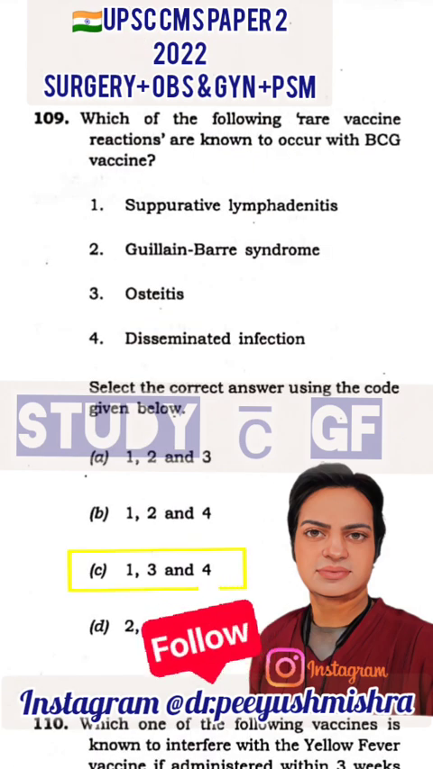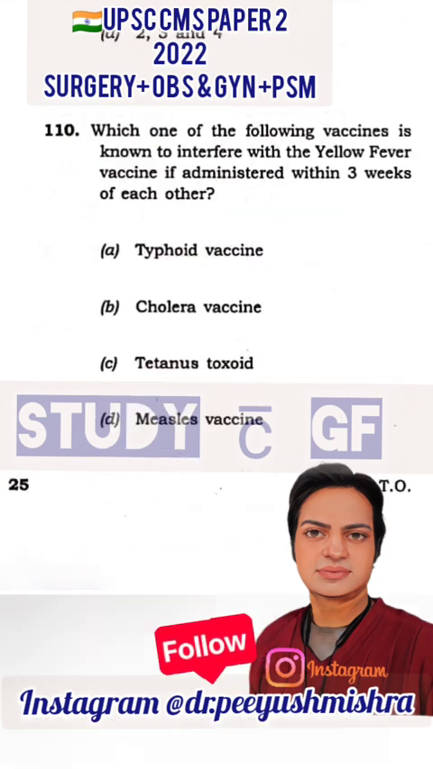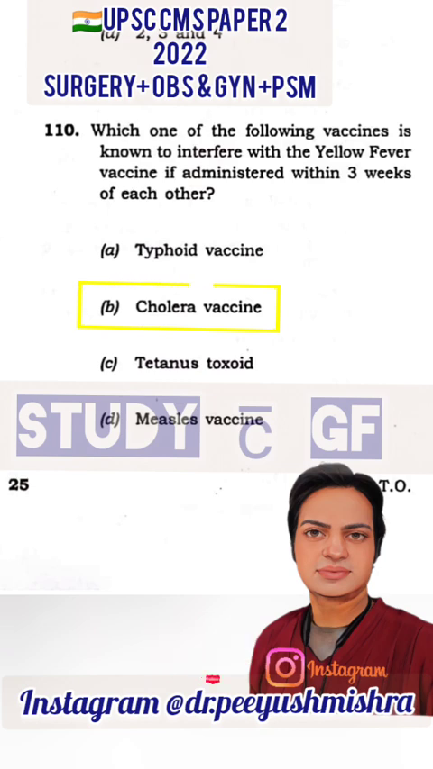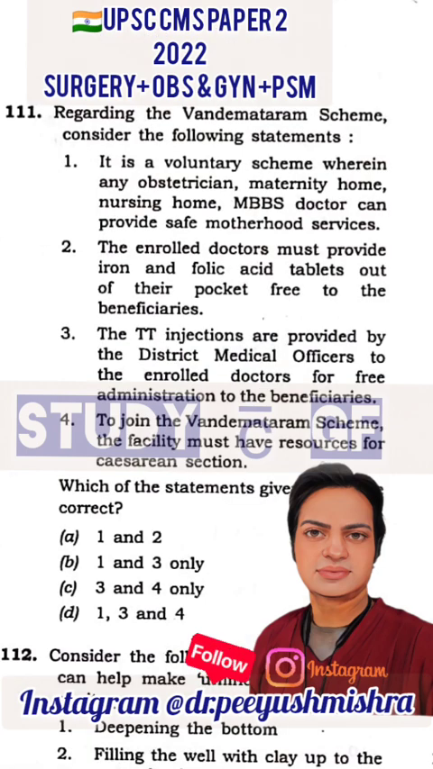6. Which of the following rare vaccine reactions are known to occur with BCG vaccine? Suppurative lymphadenitis, osteitis, disseminated infection. Which one of the following vaccines is known to interfere with the yellow fever vaccine if administered within 3 weeks of each other? Cholera vaccine.